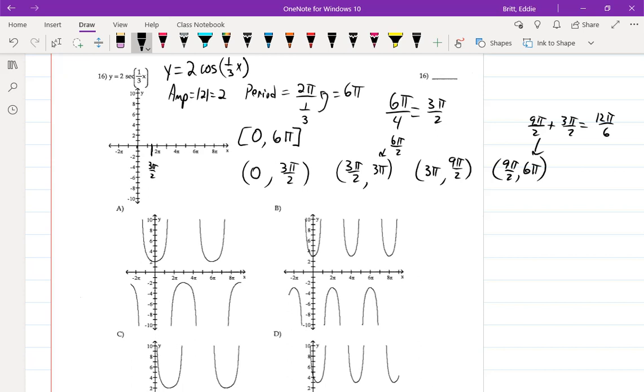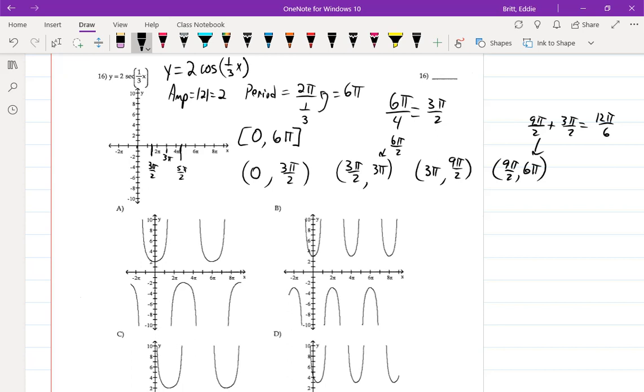And then 3 pi is right here. And then 9 pi over 2 is between 4 pi and 5 pi. So right there, that's going to be 9 pi over 2. And then there's 6 pi.